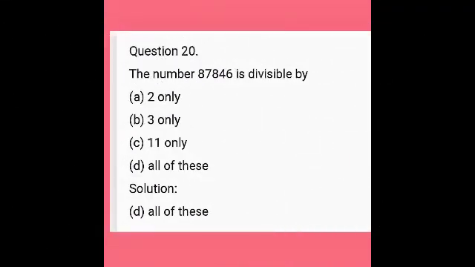The next question, the number 87846 is divisible by: first option, 2 only; second option, 3 only; third option, 11 only; and the last option, all the above. We know the test of divisibility rules, so we can understand that the given number 87846 is divisible by all the given options 2, 3 and 11. So the answer is all the above.